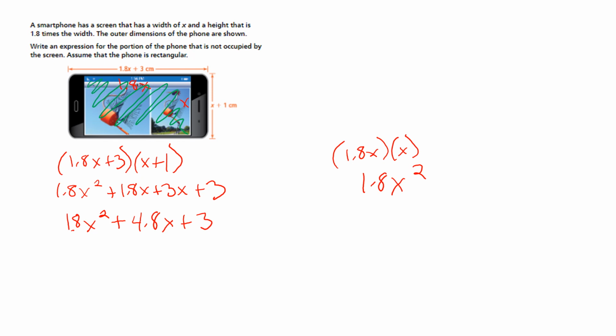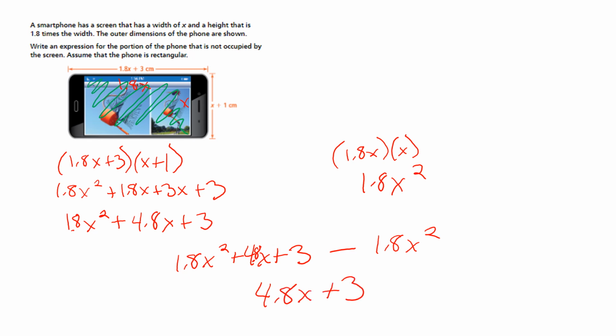It's going to be the whole phone, 1.8x squared plus 4.8x plus 3 minus the screen, 1.8x squared. Combine our like terms. Well, those are the x squareds. 1.8x squared minus 1.8x squared, that cancels out. So what we're left with is 4.8x plus 3. And that would be the area of the phone, the proportion of the phone that's not occupied by the screen. It's the black area. We're looking at this part of the phone.